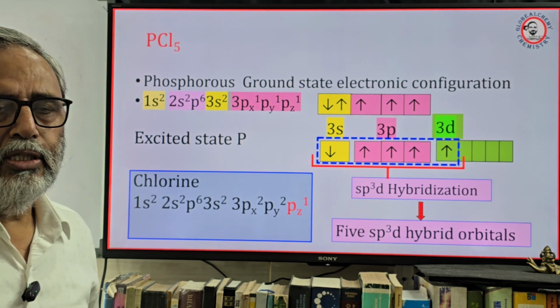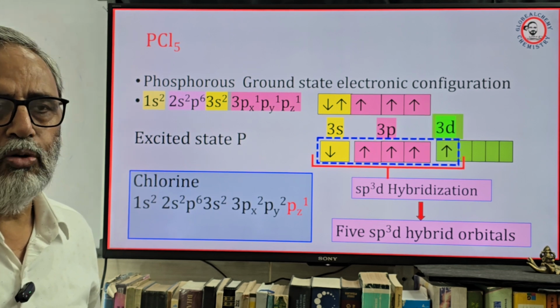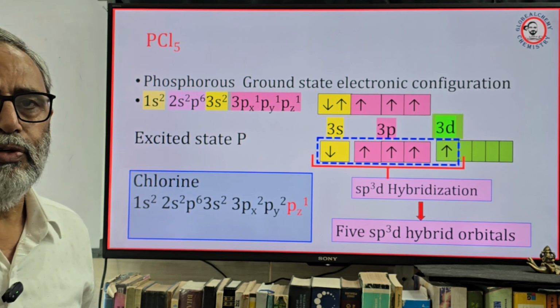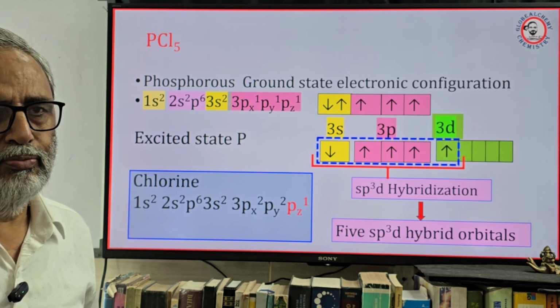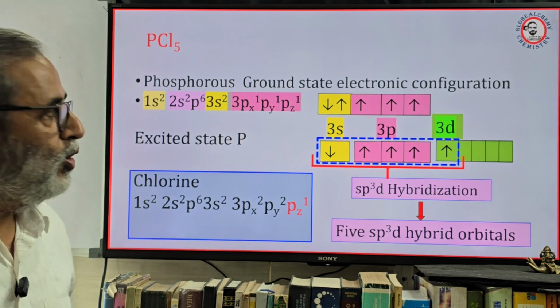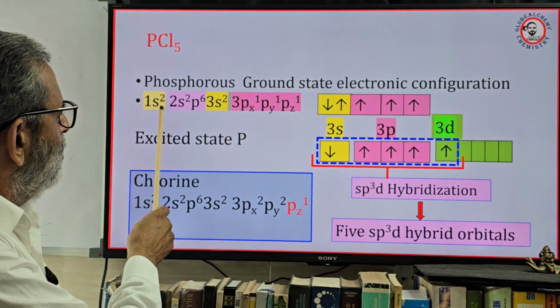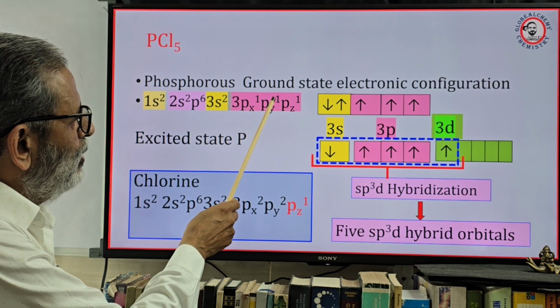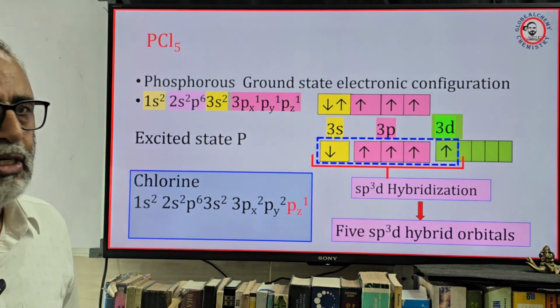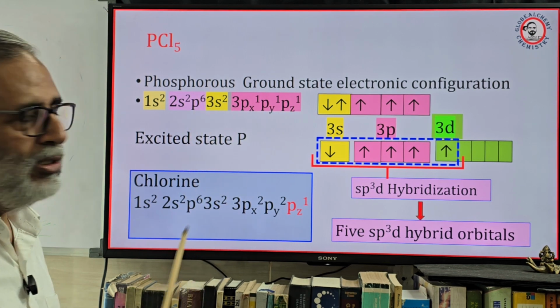For example, if we take phosphorus pentachloride, that is PCl5, phosphorus is bonded with 5 chlorine. Phosphorus ground state electronic configuration is 1s2, 2s2, 2p6, 3s2, 3px1, 3py1 and 3pz1. You can see here it has only 3 unpaired electrons in 3p.